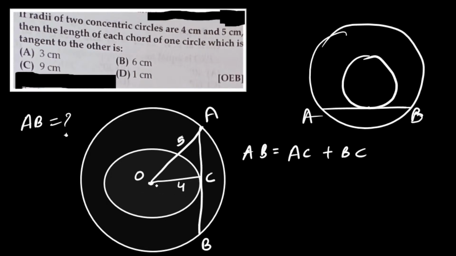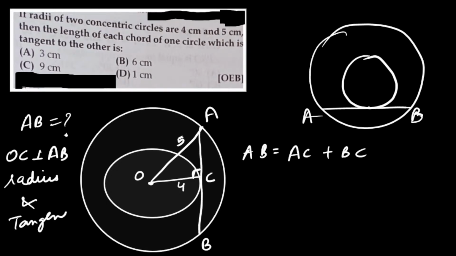OC is the radius and AB is the tangent from the smaller circle. So that means OC and AB are perpendicular, because from the smaller circle OC is the radius and AB is the tangent, and we know radius and tangent are perpendicular to each other. So that means this is again a right angle triangle.